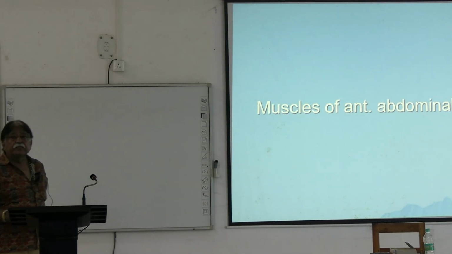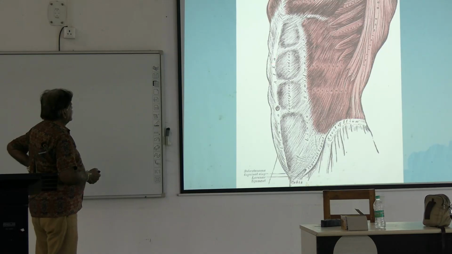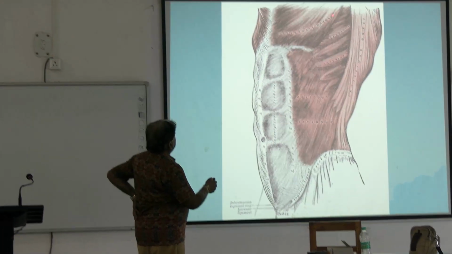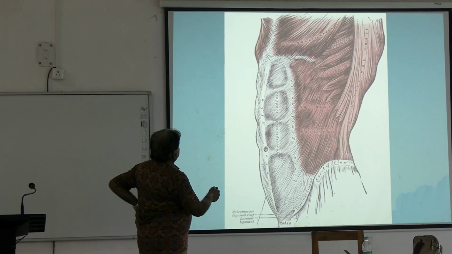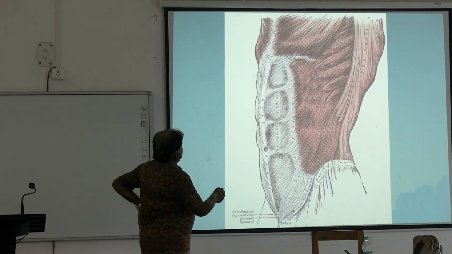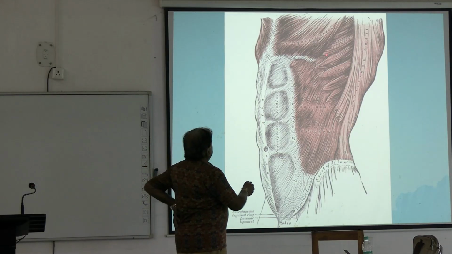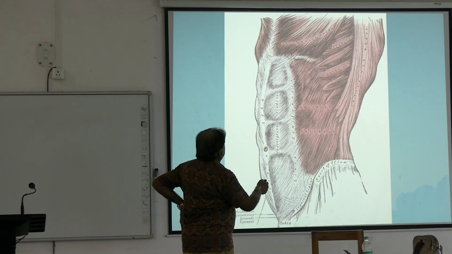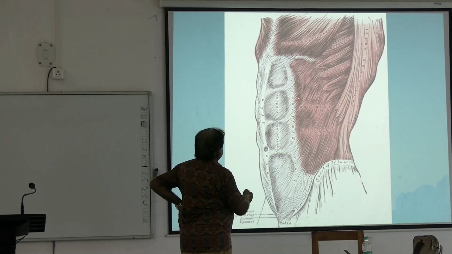Muscles of the anterior abdominal wall. Now, this is the picture taken from Gray. You can see the pectoralis major muscle here. The serratus anterior muscles. The latissimus dorsi. This is the external oblique.